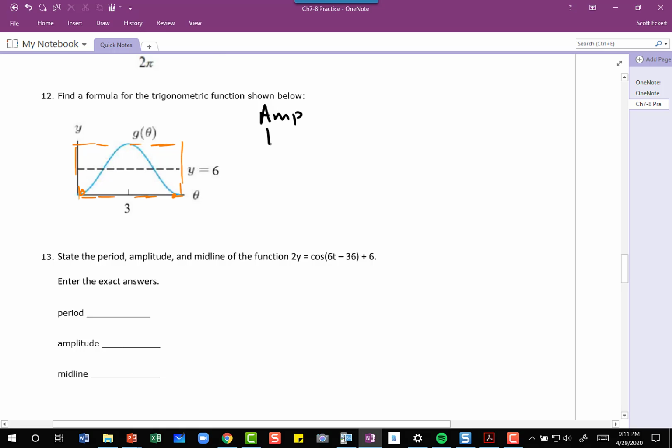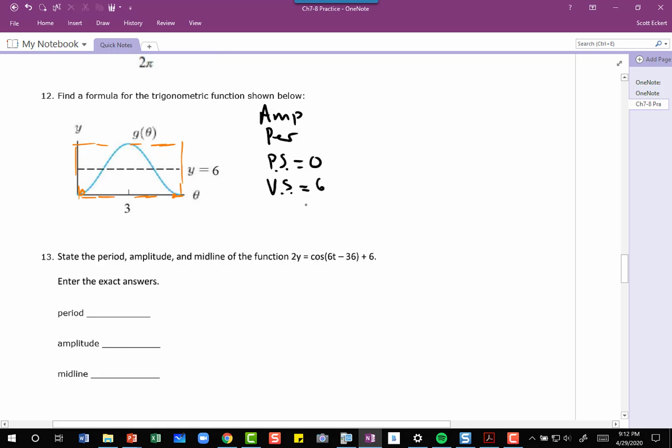The period. The phase shift. That one's easy. The box is on the y-axis. Phase shift is 0. Is there a vertical shift? Yes, the vertical shift. The midline is at 6, so it's been shifted up 6.